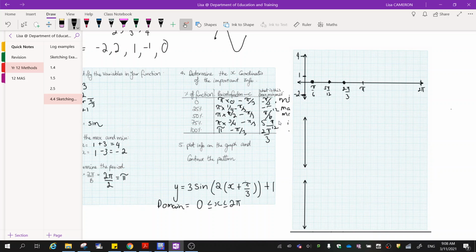Now, over here, I identified that pi on 6 is where a midpoint occurs. So pi on 6 is where a midpoint occurs. 5 pi on 12 is where a minimum occurs. So 2 pi on 3 is where the next midpoint occurs. So currently, my sine graph is going to look something like that. Now, in order to fill up the rest of this section, all I have to do is continue the pattern along. So I'm first going to work out what the difference is between these ones and then continue along.